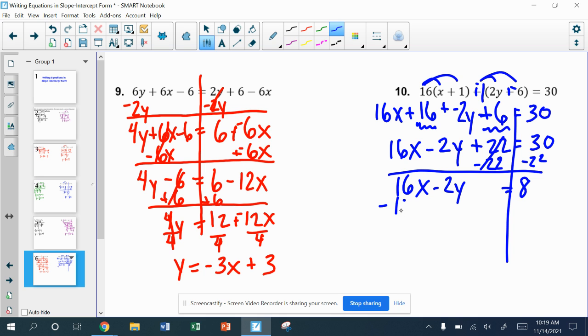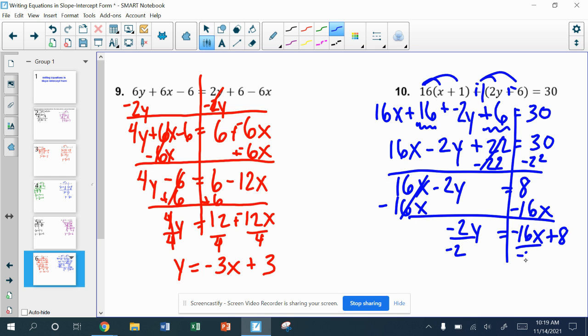Next, I would want to get rid of my 16x. So I have negative 2y equals, I would write the thing with the x first. So I've got a negative 16x plus 8. And then we divide, divide, divide. So y equals positive 8x because they're the same signs. And 8 divided by negative 2 would be a negative 4.